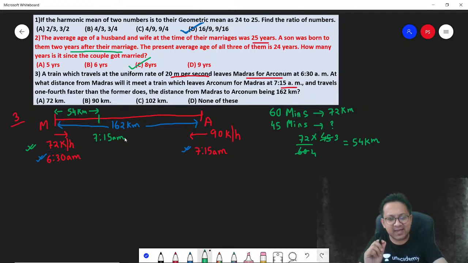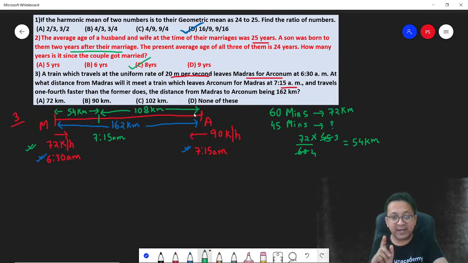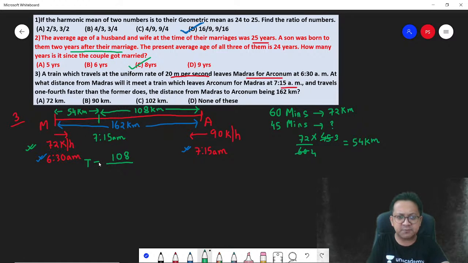Now when would the two trains meet? What is the distance of separation now? 162 minus 54 is 108 kilometers. So at 7:15 a.m. the distance between the two trains is 108 kilometers. So what is the time? Time is distance divided by the speed. What speeds? Relative speeds. What do you mean by relative speeds? Think about it logically.